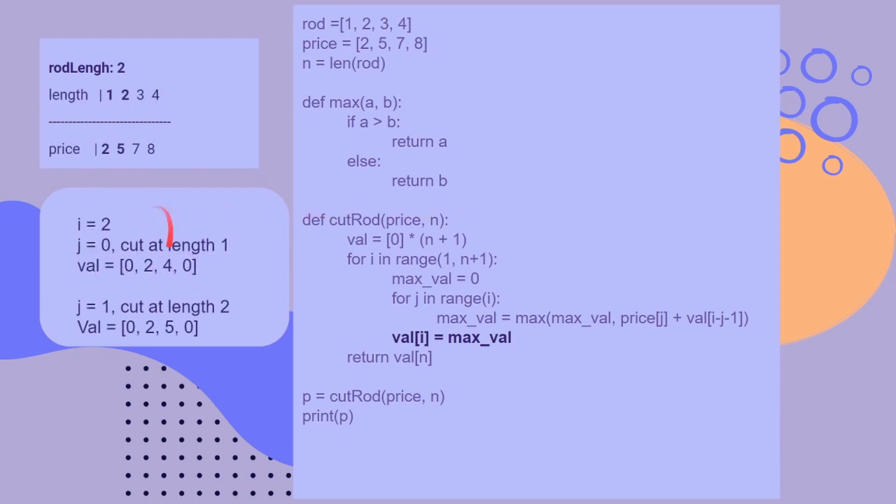Then with 2, there are 2 ways to cut it. It's either j is 0, where you cut out 1, so then you get 4, or j is 1, where you cut out 2, so then you get 5.